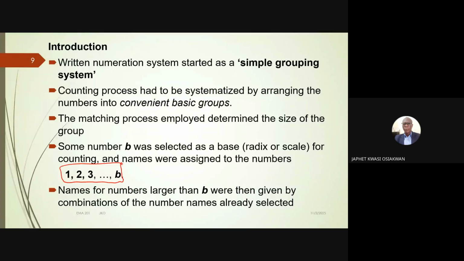We will give it a name. So any number that will follow the B will be a combination of the 1 to B. That is how they came out with the numeration system. Okay. Numeration system. We will soon see some.